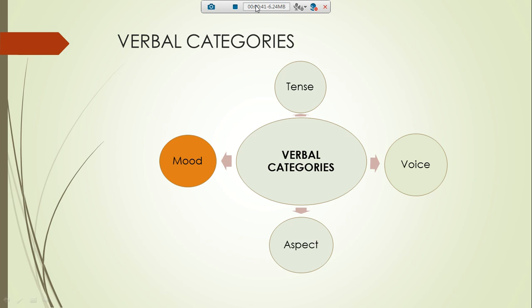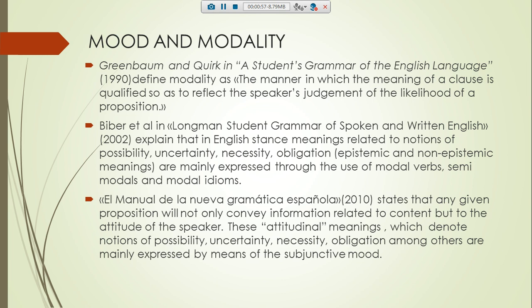Last class, we reviewed the concepts of tense and aspect as two verbal categories vital to understand the system of tenses in English. Today, we are going to concentrate on mood. Mood and modality. Greenbaum and Quirk, in A Student's Grammar of the English Language, define modality as the manner in which the meaning of a clause is qualified so as to reflect the speaker's judgment of the likelihood of a proposition. Biber et al., in Longman Student Grammar of Spoken and Written English, explain that in English, stance meanings related to notions of possibility, uncertainty, necessity, obligation, in a word, to epistemic and non-epistemic meanings, are mainly expressed through the use of modal verbs, semi-modals, and modal idioms.